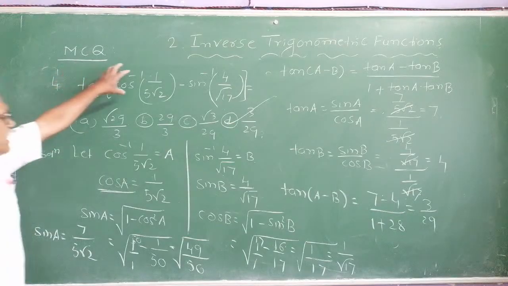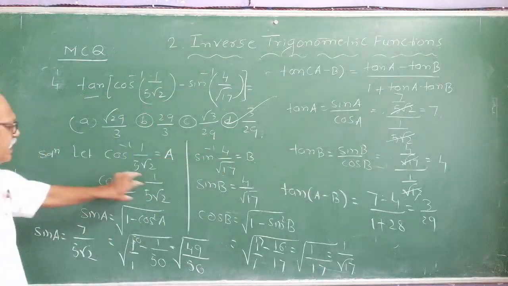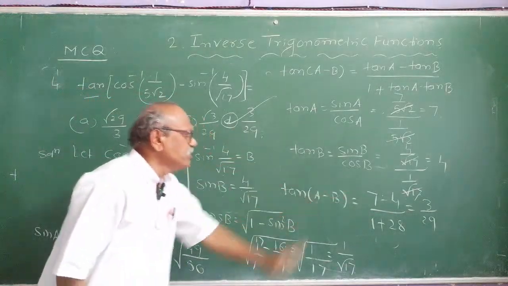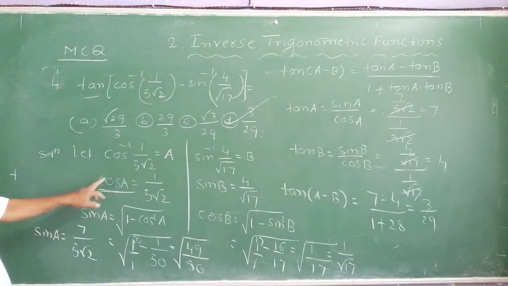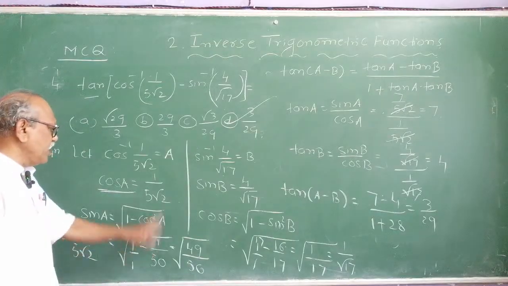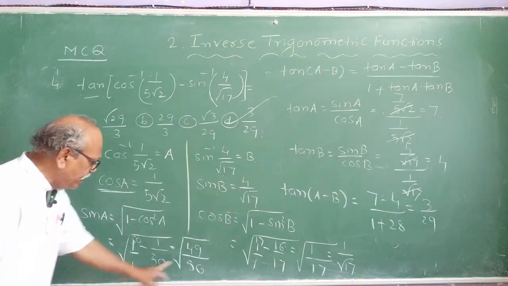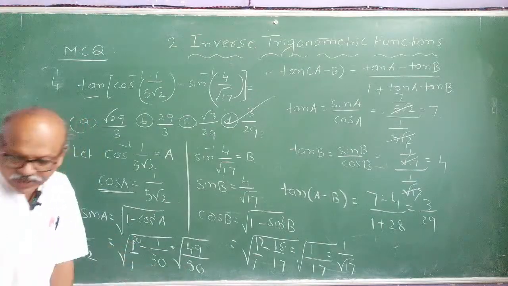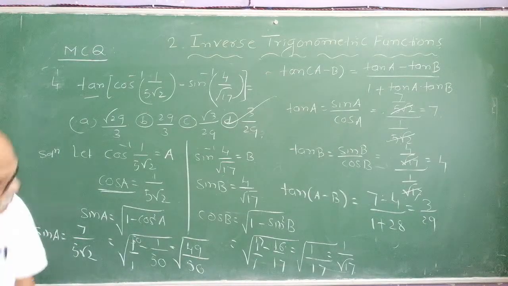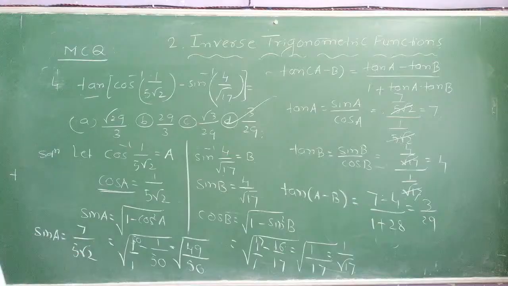First, you take cos inverse as A, and sin inverse 4 by root 17 as B. You got cos A is this, and A is this, and B is this. Tan A minus B becomes 3 by 29. Once you get cos A, can you get sin A? You can get sin A by using 1 minus cos square A. 1 upon 5 square is 25, root 2 square is 2, 25 2s are 50. Take LCM. You can get now 49. Clear? Now I got sin A as root of 49 by 50, which is 7 upon 5 root 2.